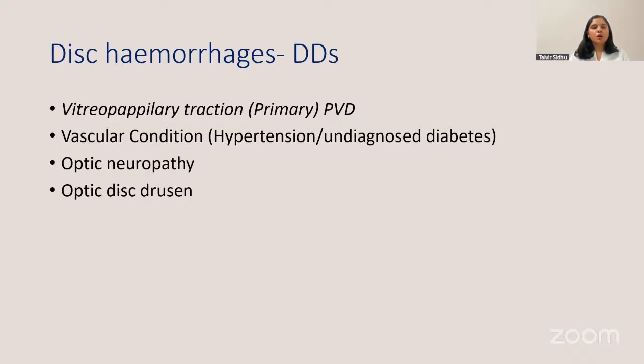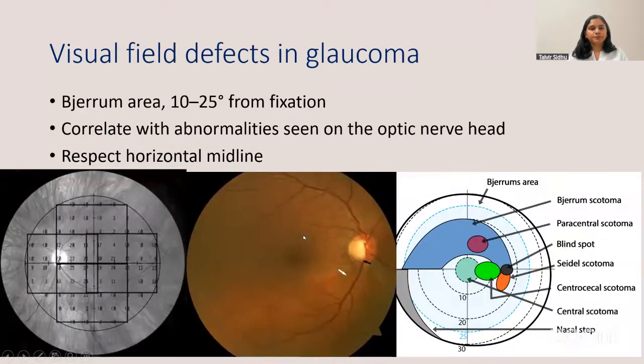Optic neuropathy or in optic disc drusen, there can be disc hemorrhages that can be present. So these are important questions that your examiner might ask you, and how to differentiate these from glaucoma, you should know. Now coming to visual field defects in glaucoma.